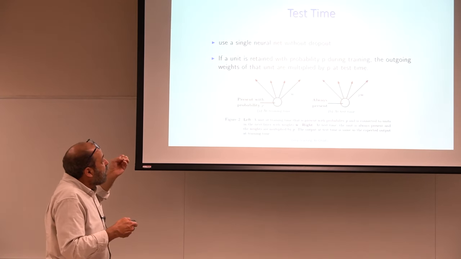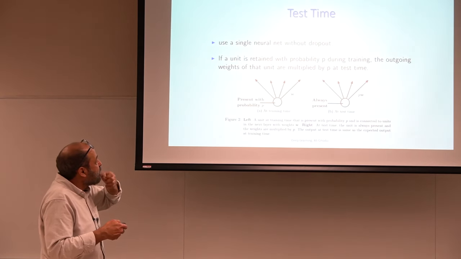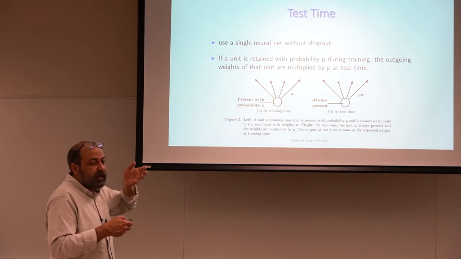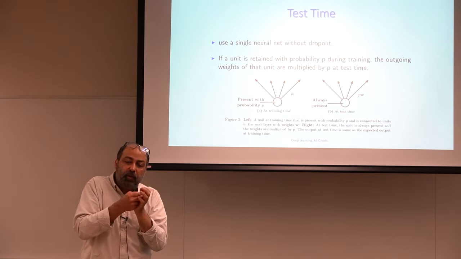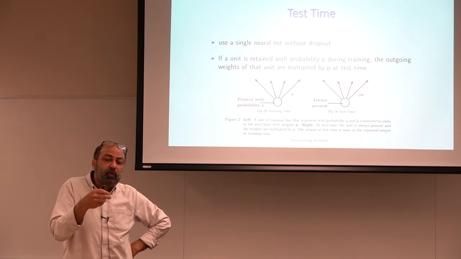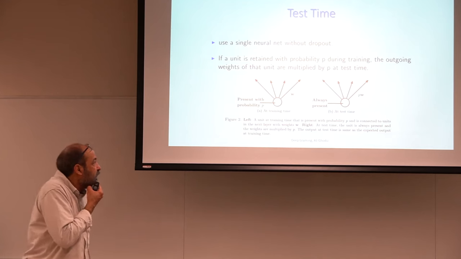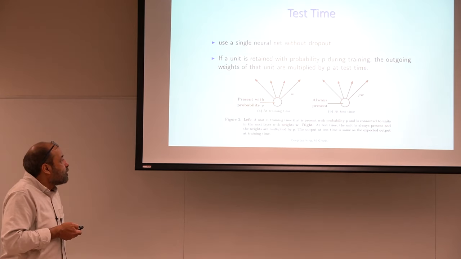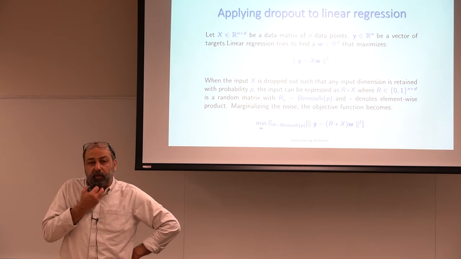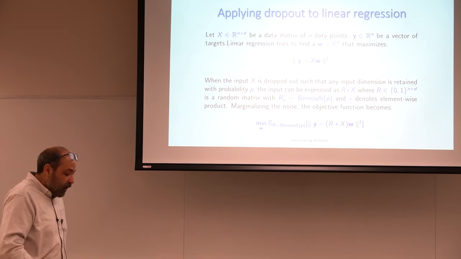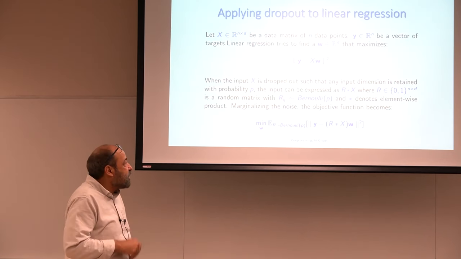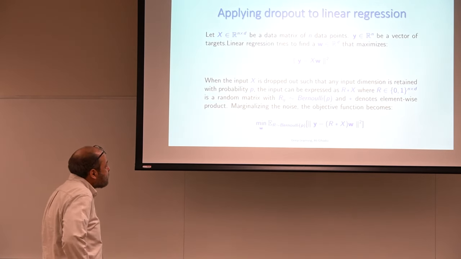So we multiply this by this P, and we're going to use basically this dense network with PW instead of W, and W's have been learned through dropping some of the nodes. So this is called dropout, which is pretty common. So what's the justification for dropout?